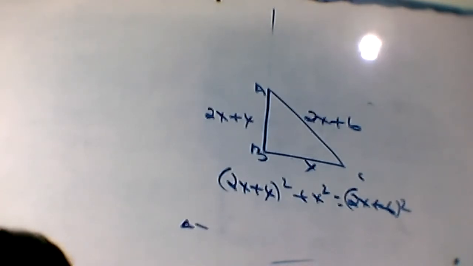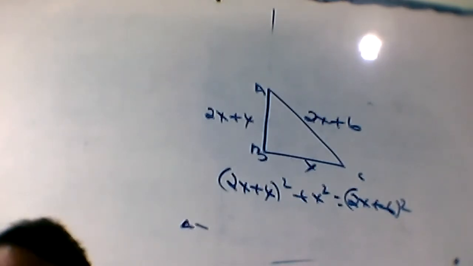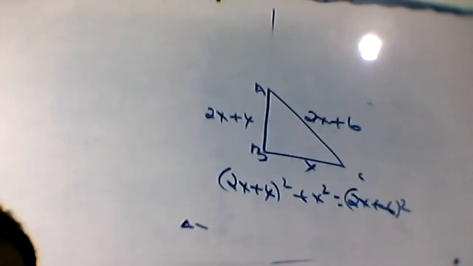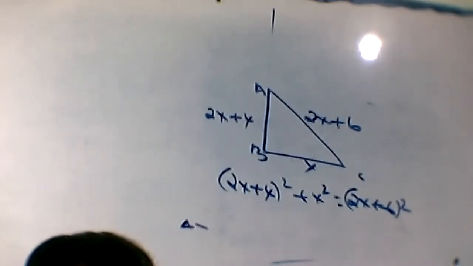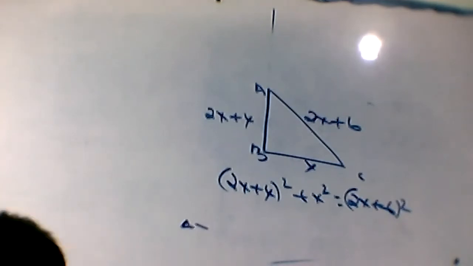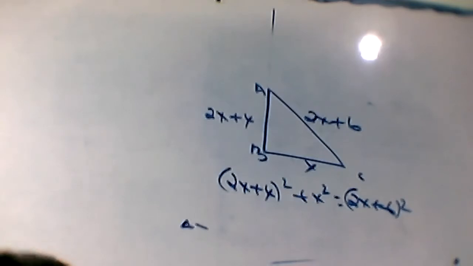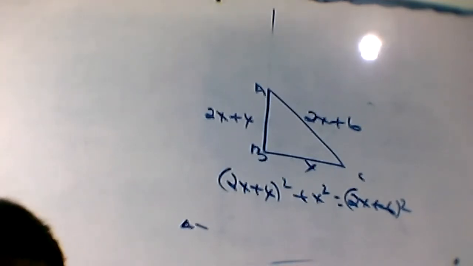So next question, right? P and Q are the midpoints of the sides. Okay, next question. P and Q are the midpoints of the sides CA and CB respectively of triangle ABC.